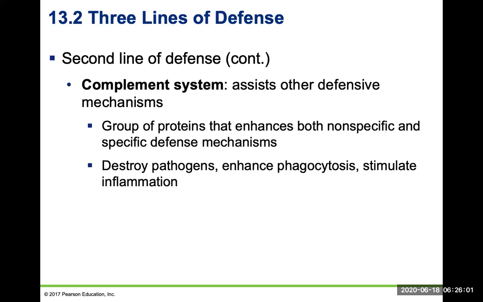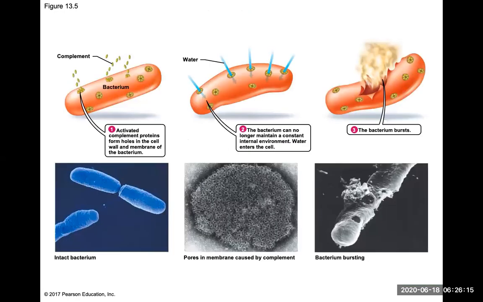The complement system assists other defense mechanisms. This is a group of proteins that enhances other defense mechanisms, and it will destroy pathogens, help phagocytosis, which is the eating or engulfing of something foreign, and stimulate inflammation. So here's an activated complement protein forming holes in the cell wall of the bacteria so that the bacteria can no longer maintain a constant internal environment. Water will enter the cell and eventually burst.